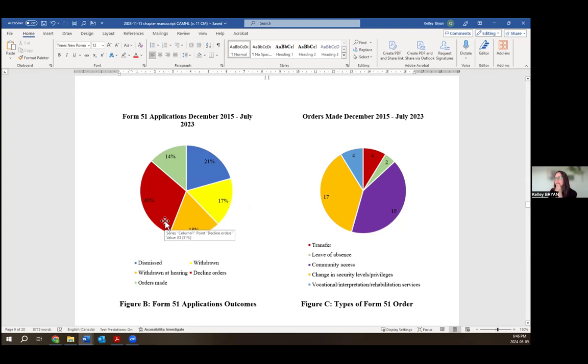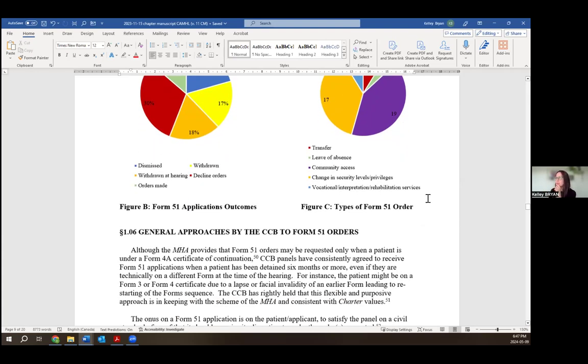In 30% of the cases, orders were declined. So they considered it, but they declined to make any orders. Only in 14% of the cases were any orders made. And among the orders made, if you look over to this figure on the right, the bulk of them related to community access or changes in security levels or privileges. Transfers are quite rare. Vocational services quite rare, and leave of absence the rarest, which makes sense because you need a physician's recommendation for that. And you would think if you've got a physician's recommendation, why do you need an order from the board in most cases?